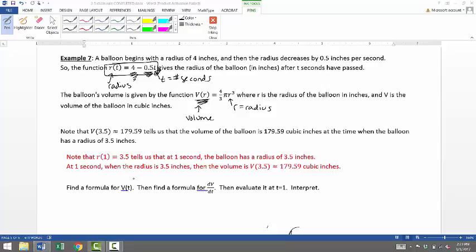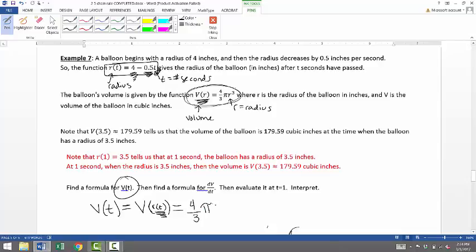It seems natural that we could find a formula for v of t, where you plug in the number of seconds and it spits out the volume of the balloon. So notice that instead of taking v of r, you could plug in the function r to v. So you're finding a composition function. We start with the volume function, 4/3 pi r cubed, but instead of plugging in the number r, we're going to plug in the function r.